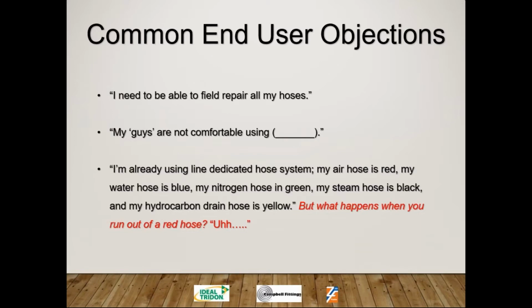These are some common end user objections I've come across. I need to be able to field repair my hoses. My guys are not comfortable using fill in the blank. I'm already using a line dedicated hose system. My air hose is red, my water hose is blue, on and on. But what happens when you run out of red hose? My guys use a blue hose. Usually what happens.